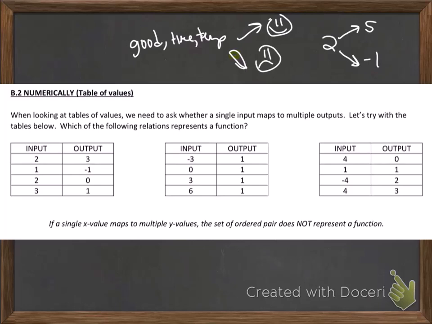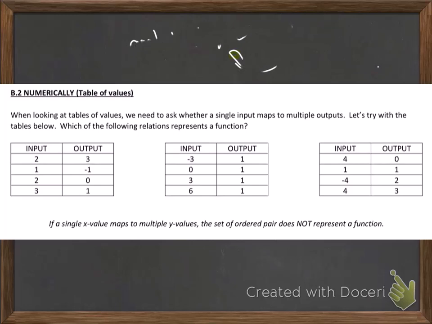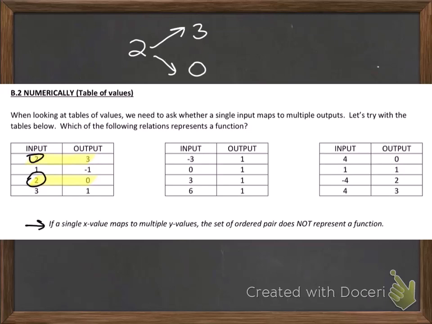Pause this video and see if you can answer the question. If you said this is not a function, you are correct. If we look at it, when we put 2 into our machine, sometimes we get out a 3 and sometimes we get out a 0. You can see the x repeats itself, or a better way to say it is that a single x value maps to multiple y values. This is not a function.